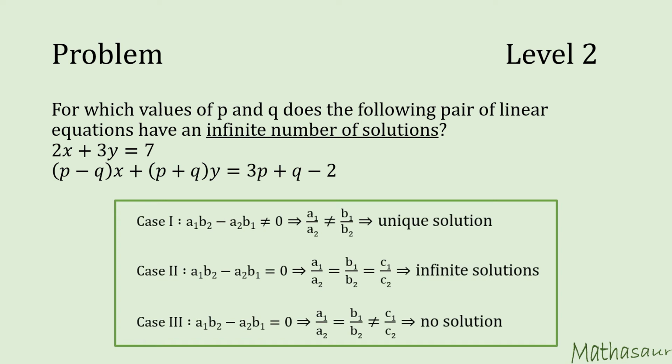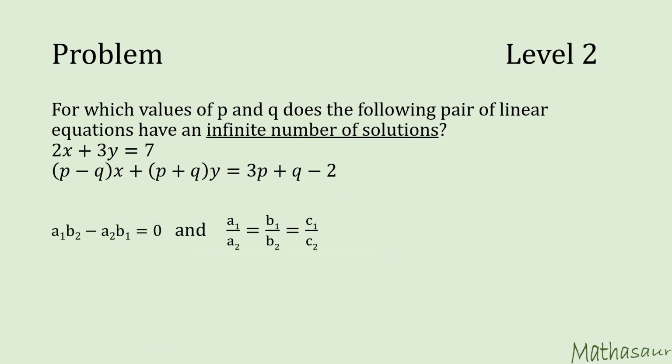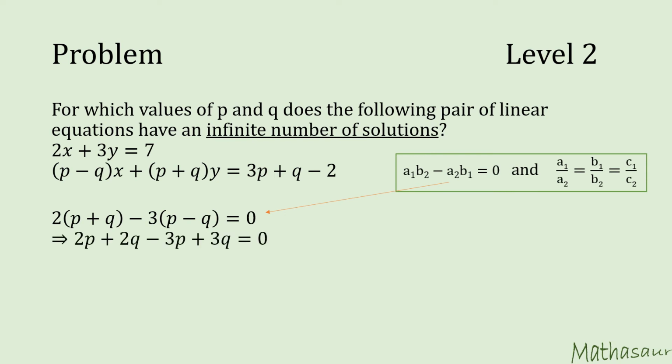We saw that a1 b2 minus a2 b1 should be equal to 0 and a1 upon a2 equals b1 upon b2 should be equal to c1 upon c2. So let us choose these two conditions and apply those here. Let us substitute the values for a1 b2 minus a2 b1 and equate it to 0. Let us rearrange the terms. And we get p equals 5q. Let us call this equation 1.